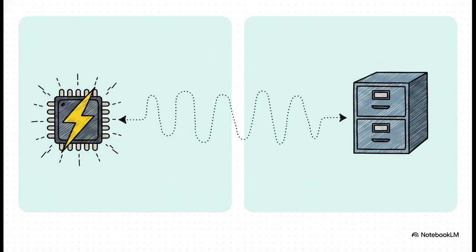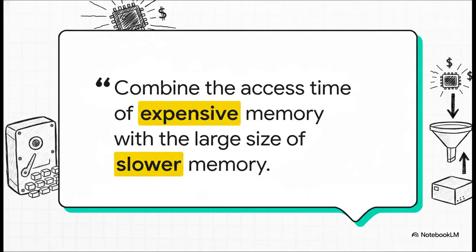If our brilliant worker has to do that for every single task, their incredible processing speed is literally wasted on walking time. This quote hits the nail on the head. The engineering dilemma was simple but tough. We needed the ultra-fast access time of really expensive memory, but we also needed the massive storage size of the cheap, slow memory. We essentially wanted to have our cake and eat it too.